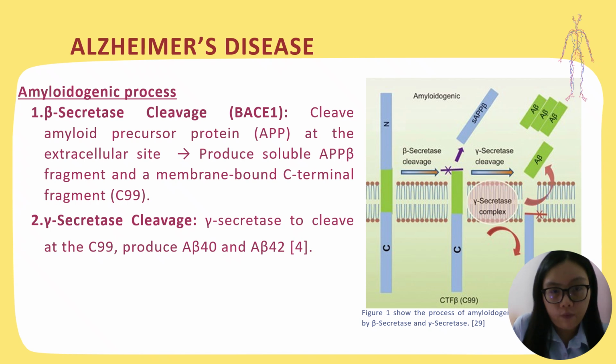The pathogenesis of Alzheimer's disease is related to the amyloidogenesis process. The beta secretase cleaves the amyloid precursor protein, known as APP, at the extracellular site, leading to the release of soluble APP beta fragments and a membrane-bound C-terminal fragment, known as C99. After that, the gamma secretase cleaves C99 to produce amyloid beta peptides, which are amyloid beta 40 and amyloid beta 42.